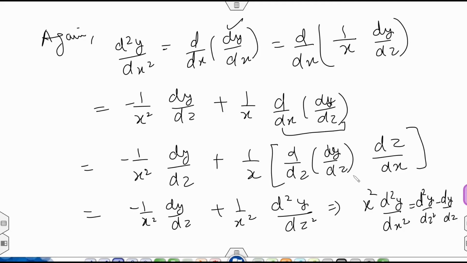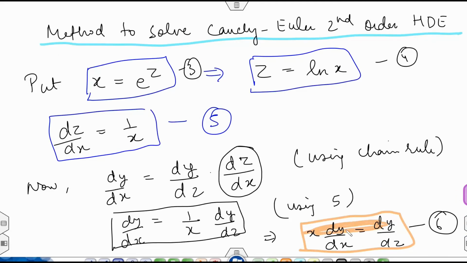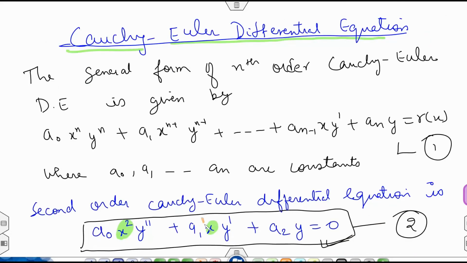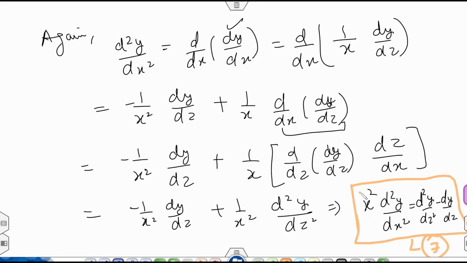This is again a substitution, so I'll call this equation number 7. Now just see, you have to put these values: the value of equation number 6 and the value of equation number 7. Here this is x, so you will replace x dy by dx by equation number 6, and you will replace x square d square y by dx square with this, and you will get the equation with constant coefficients, and you will solve it in the same manner which you did earlier.